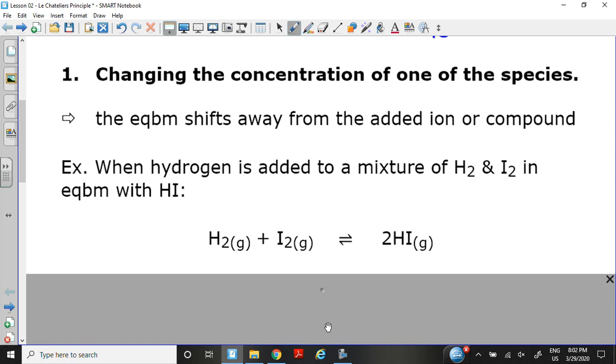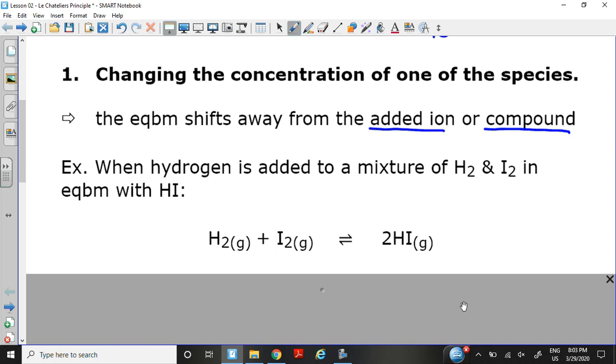What happens if you change the concentration of one of the chemical species in your reaction? What if you change the amount of a reactant or the amount of a product? What happens is the equilibrium is going to shift. And when we say shift, it means it's going to move to the right towards the products or to the left towards the reactants. So it's going to shift away from whatever is added. Sometimes it's an ion or compound or whatever that is. So to make it a little bit easier to understand, let's look at an example.